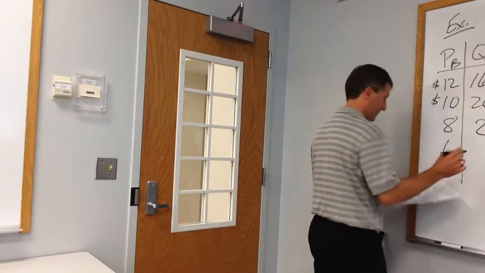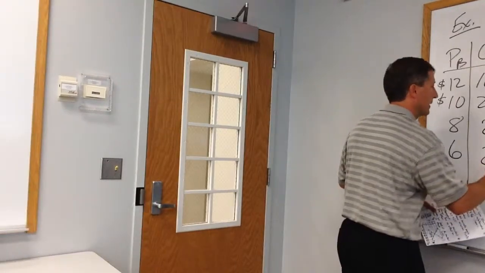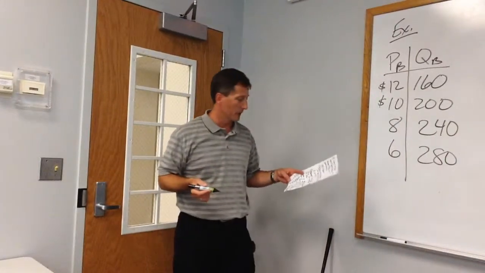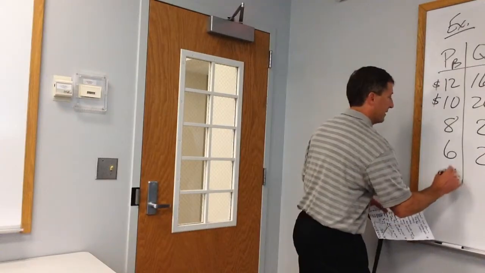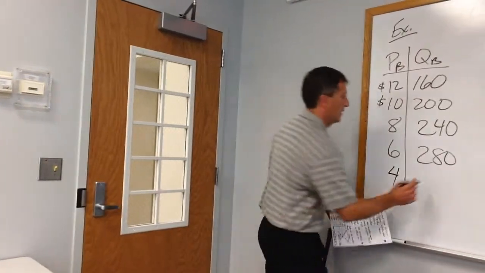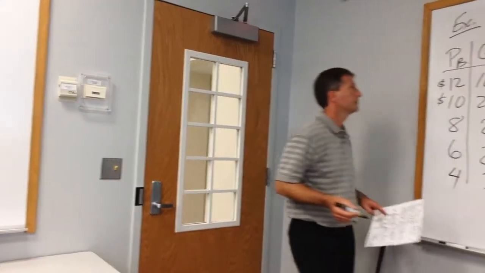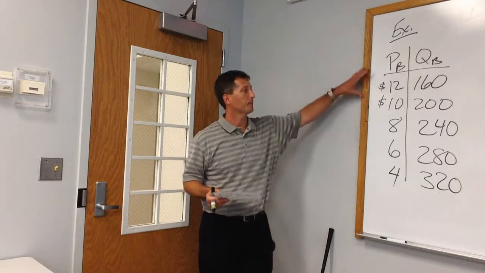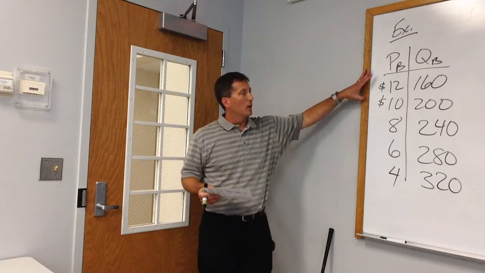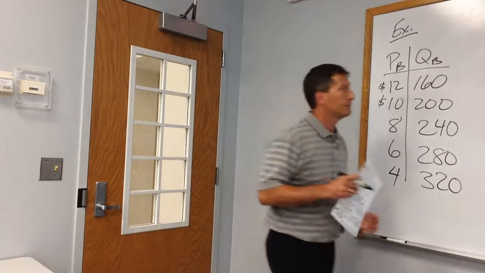At $6, price is falling, quantity's going up, right? The law of demand, holding all of the things constant. And finally, at $4, we've got 320. Consistently going up by 40 as price is dropping by 2. So go ahead and graph that.